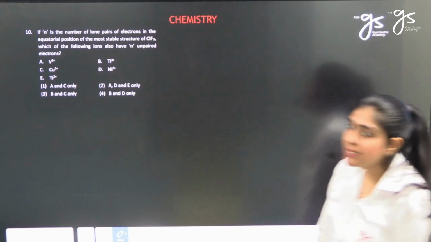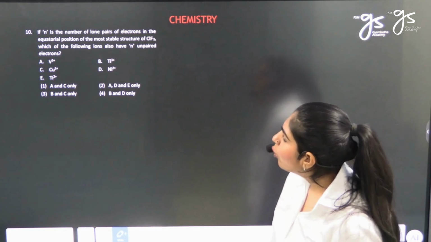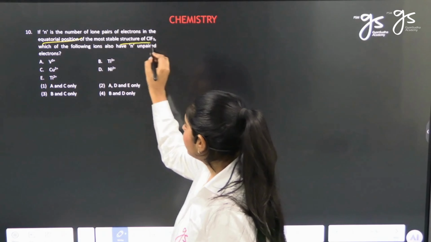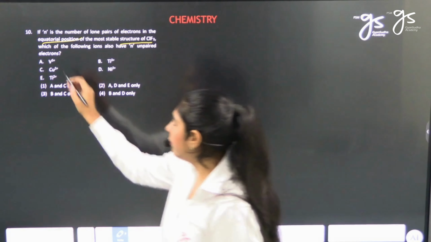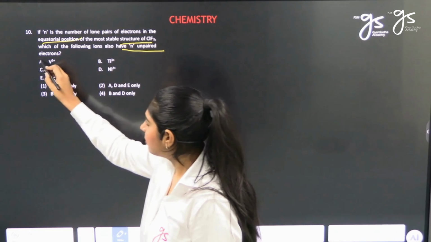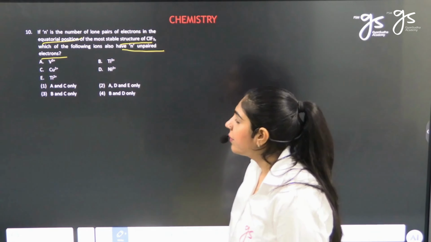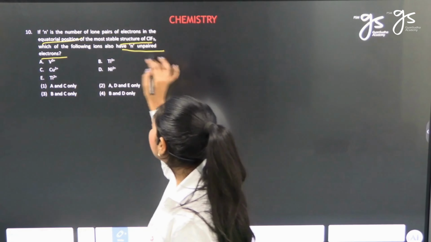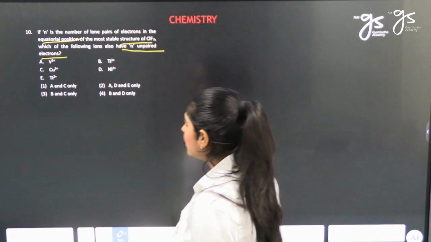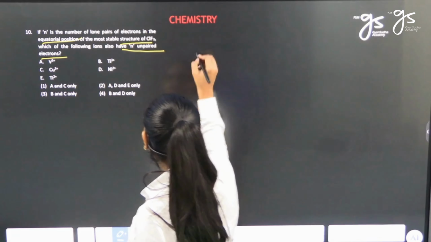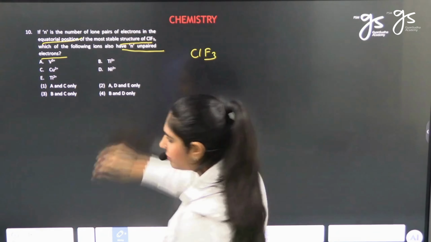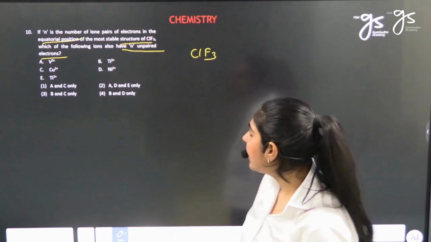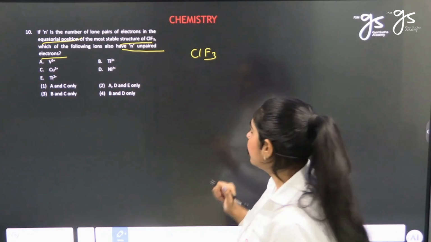Now this question says, if N is the number of lone pairs of the electron in the equatorial position of the stable structure of ClF3, which of the following ions will have N unpaired electrons, right? So in this, we have to tell what is the N unpaired number of electrons. So let's see, first of all, we need to look for the structure of ClF3. And we have to find out the number of lone pairs, which will be equal to the number of unpaired electrons for the different ions.